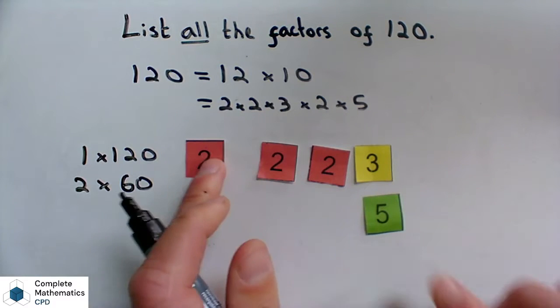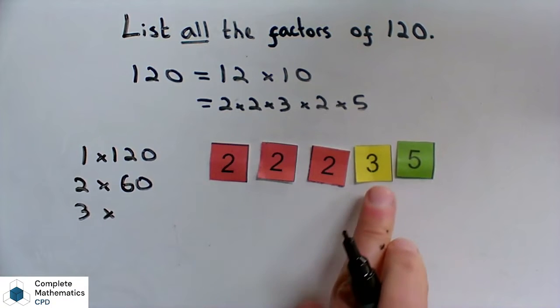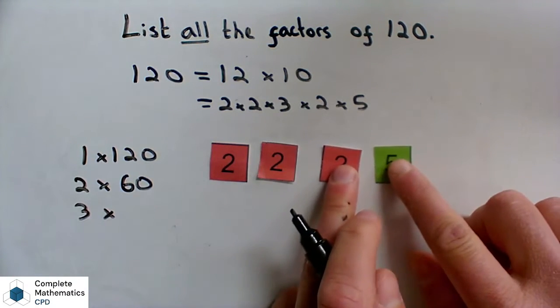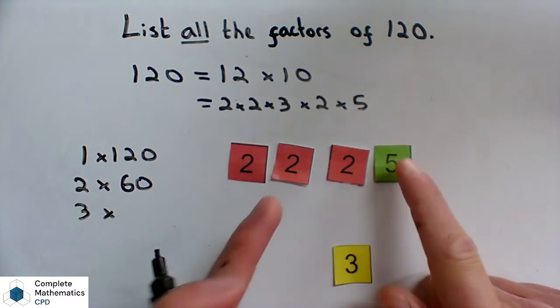Let's go back to the prime factorisation. Can we find a factor of 3? Yes, we can. And it's 3 multiplied by whatever's left. And we've got 10 and we've got 4, so we've got 40.